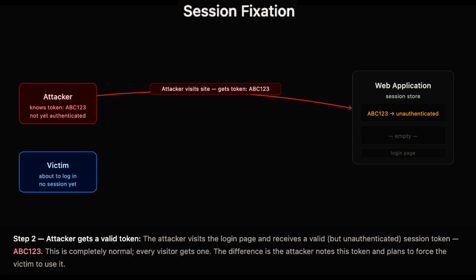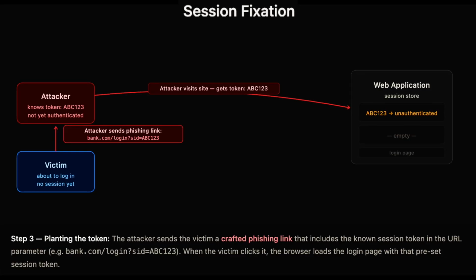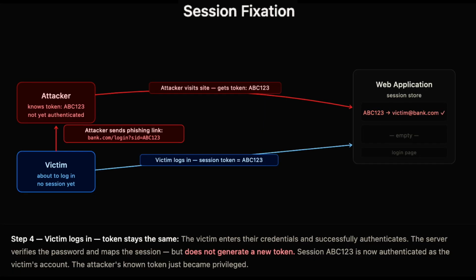In this attack, the attacker visits the site and obtains a valid but unauthenticated token, in our example ABC123, then tricks the victim into logging in while using that same token. The attacker sends the victim a crafted phishing link that includes the known session token in the URL parameter, which in this instance is bank.com with the ABC123 token. When the victim clicks it, the browser loads the login page with that preset session token.